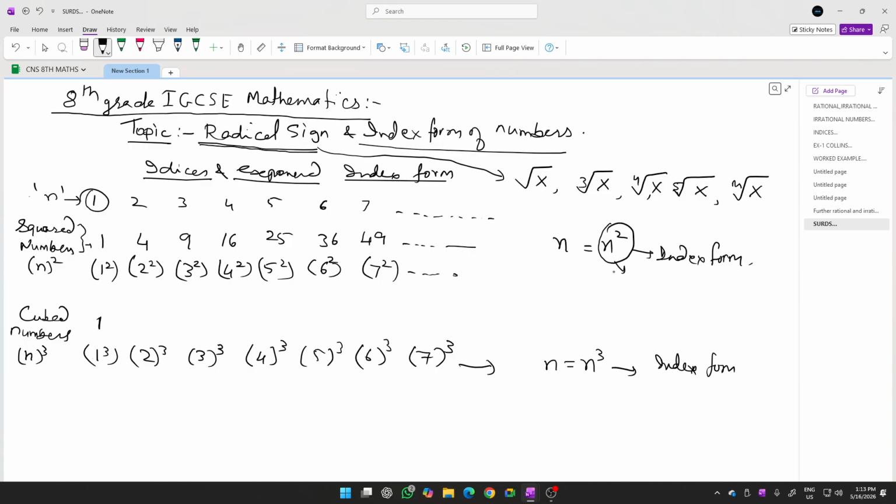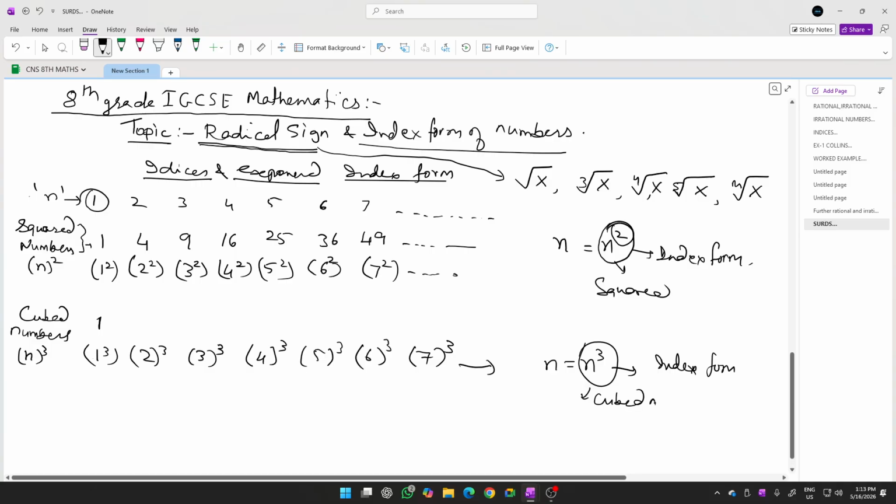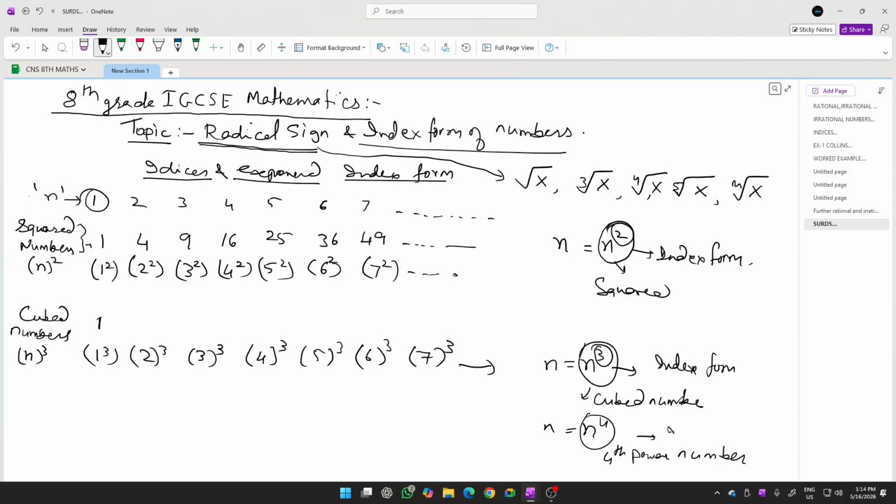These are known as squared numbers because the power is 2. These are known as cube numbers because the power is 3. If the power is 4, then also it is in index form, and this is known as a 4th power number. This is also in index form.